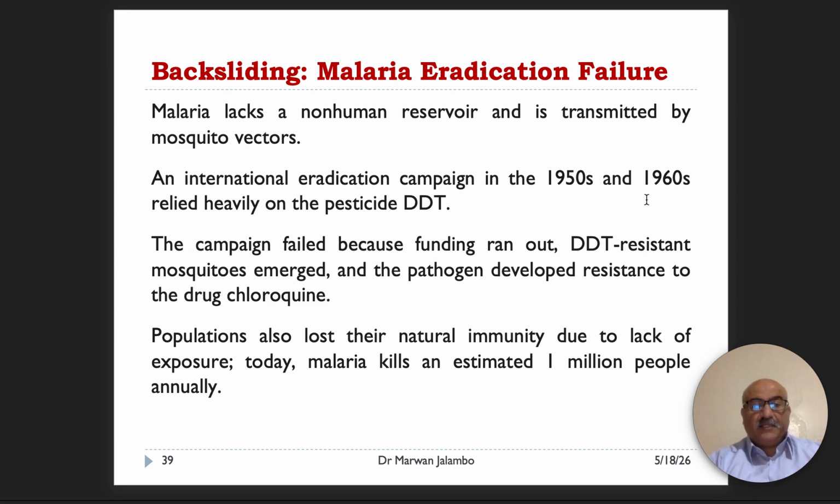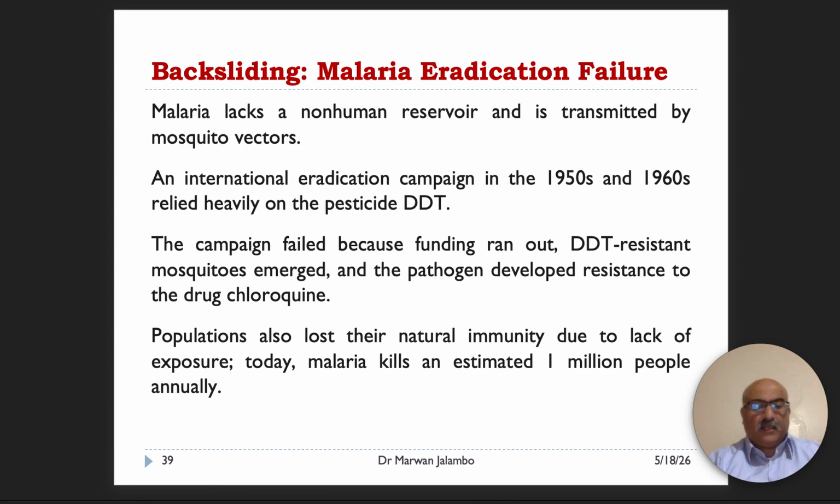In the 1950s and 1960s, it was the target of an international eradication campaign that relied heavily on the pesticide DDT. But the campaign failed. Funding ran out before the objective was achieved, and the disease returned with a vengeance. Mosquitoes became resistant to DDT. The pathogen developed resistance to the drug chloroquine, and populations lost their natural immunity due to the lack of exposure.